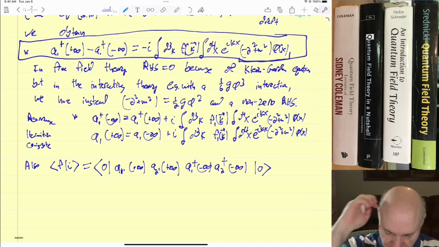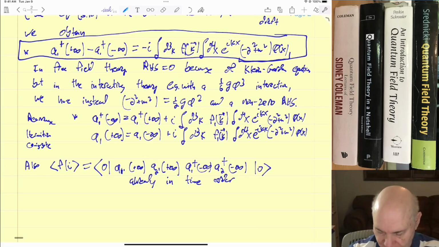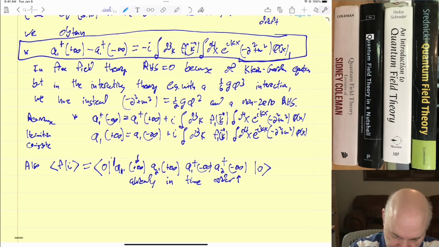Now, if you notice, this is in time order. Remember, time order means that the latest times are on the left, the earliest times are on the right. So the earliest times are minus infinity, and the latest times are plus infinity. So you can see this is already in time order. So it's legal for us to just put a T in here. It doesn't change anything.